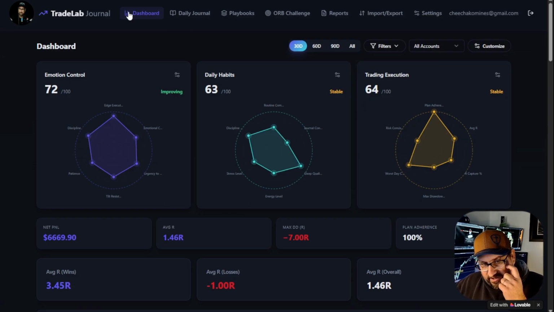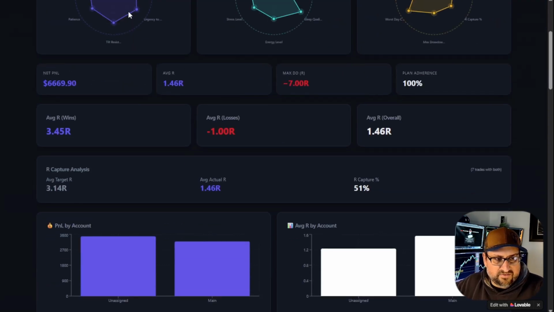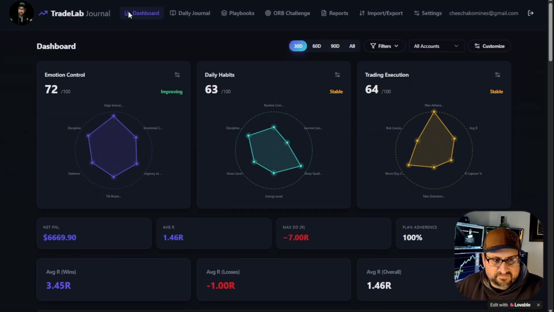But yeah, let me know what you guys think. We will keep an eye on this. I'm going to keep going with it. I really love that it tracks mainly my behaviors, right? I am looking to track my P&L, my R's, my average R loss. That's what I'm looking for, right?